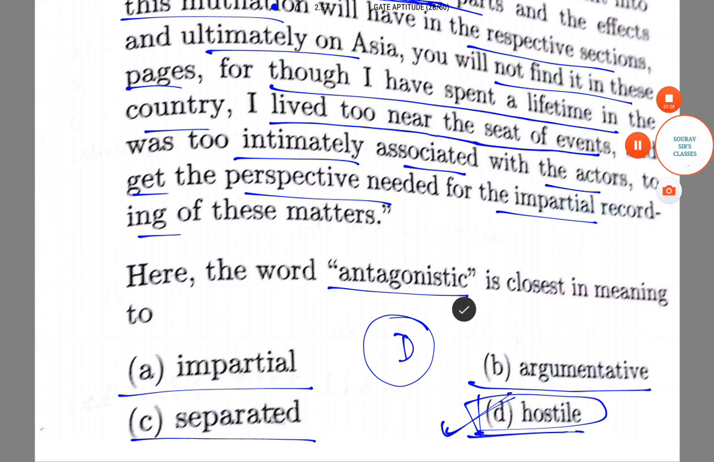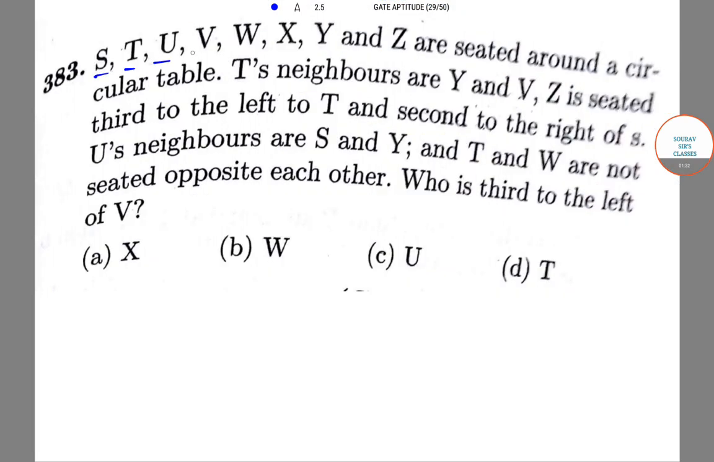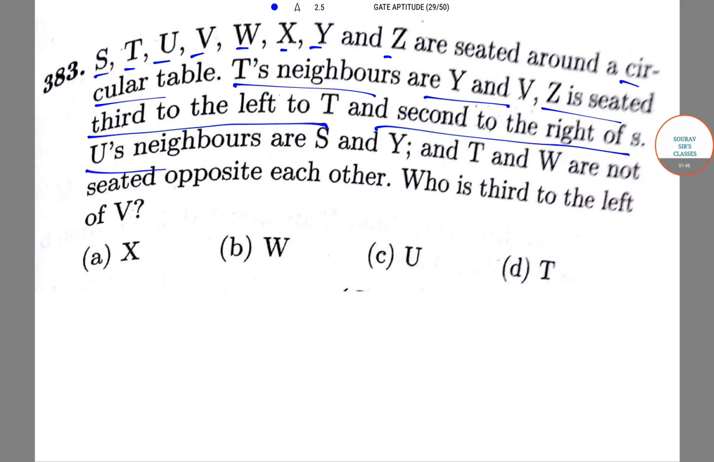The next question is: S, T, U, V, W, X, Y and Z are seated around a circular table. T's neighbors are Y and V. Z is seated third to the left to T and second to the right of S. U's neighbors are S and Y, and T and W are not seated opposite each other. Who is third to the left of V?